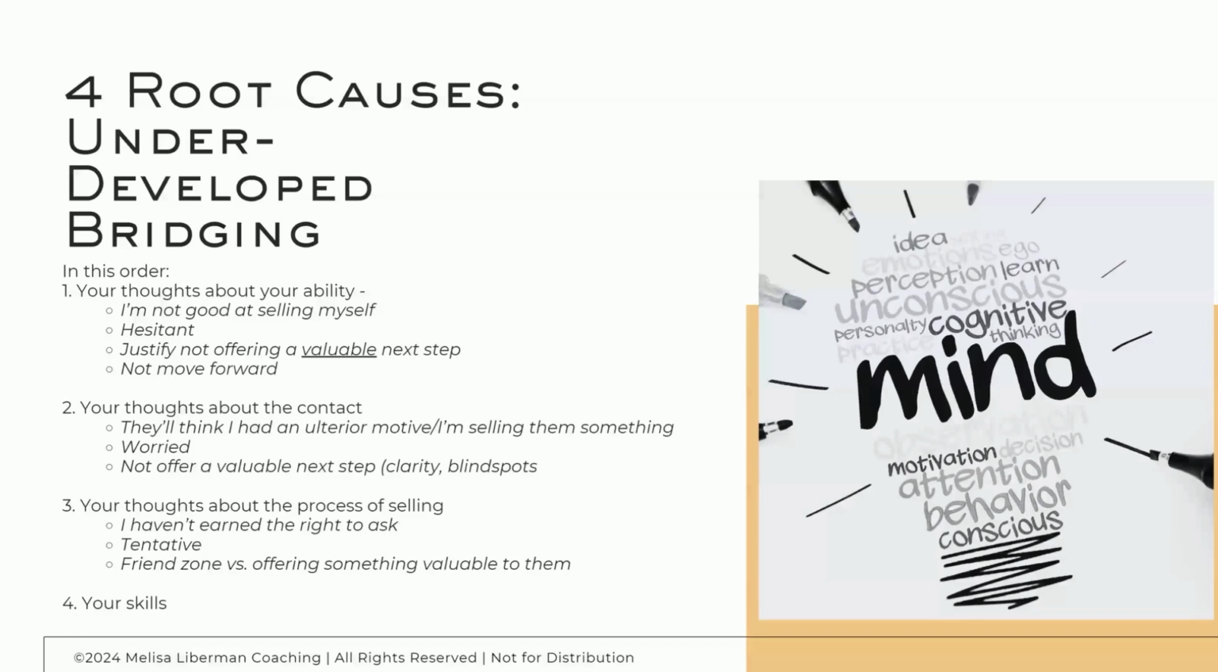When you readjust your thought process about yourself and your ability, and shift from even the thought process that you're selling yourself in any way to thinking about what you're offering to them is valuable to them, and they would be lucky and open and excited to hear what you have to offer, then you unlock that ability to start bridging the contact into a lead. I'll give you some examples in a minute about what some of those things are you could offer to the person. But first, let's keep going with these 4 root causes of this underdeveloped bridging skill.